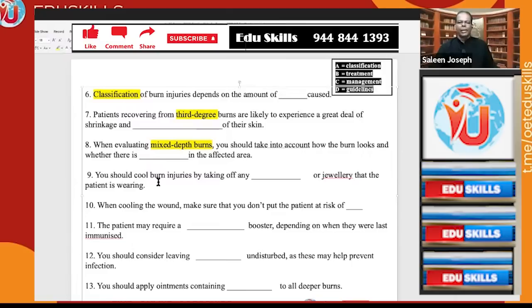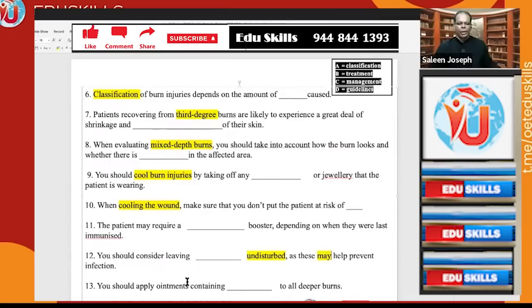Ninth one. You should cool burn injuries. Management. Yeah. By taking off any dressing or jewelry. When do you take off jewelry? Is it after the treatment or before the treatment? Before treatment, sir. Yeah, before you debride and all those things, you have to remove jewelry and all that, right? When cooling the wound again, treatment. The patient may require a booster depending on when they were last immunized. Management. You should consider leaving blisters undisturbed as this may help prevent infection. Treatment, consider leaving, yeah.